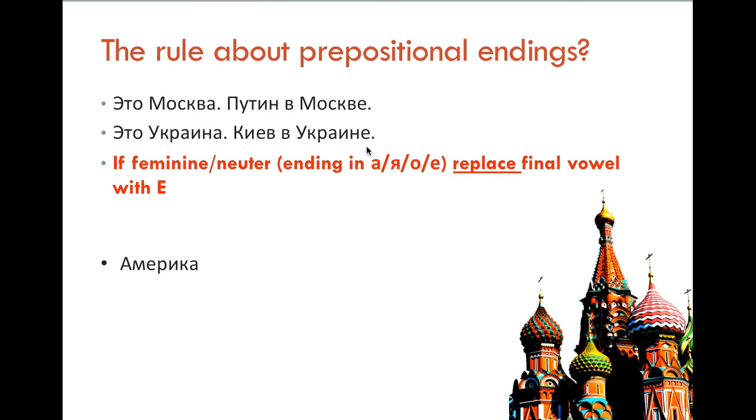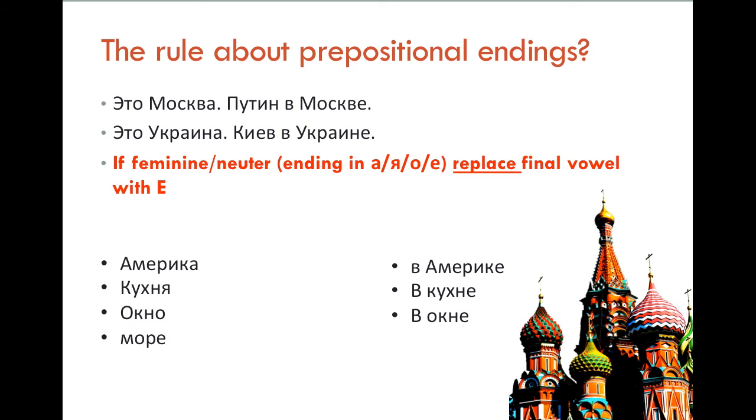Let's practice. America. How would you say in America? В Америке. Кухня, that means the kitchen. How would you say in the kitchen? В кухне. Окно, that means window. How would you say in the window? В окне. Good. And then this one's the redundant one. Море means sea. How would you say in the sea? В море. Good. It already ends in a ye, so you don't really need to replace it.